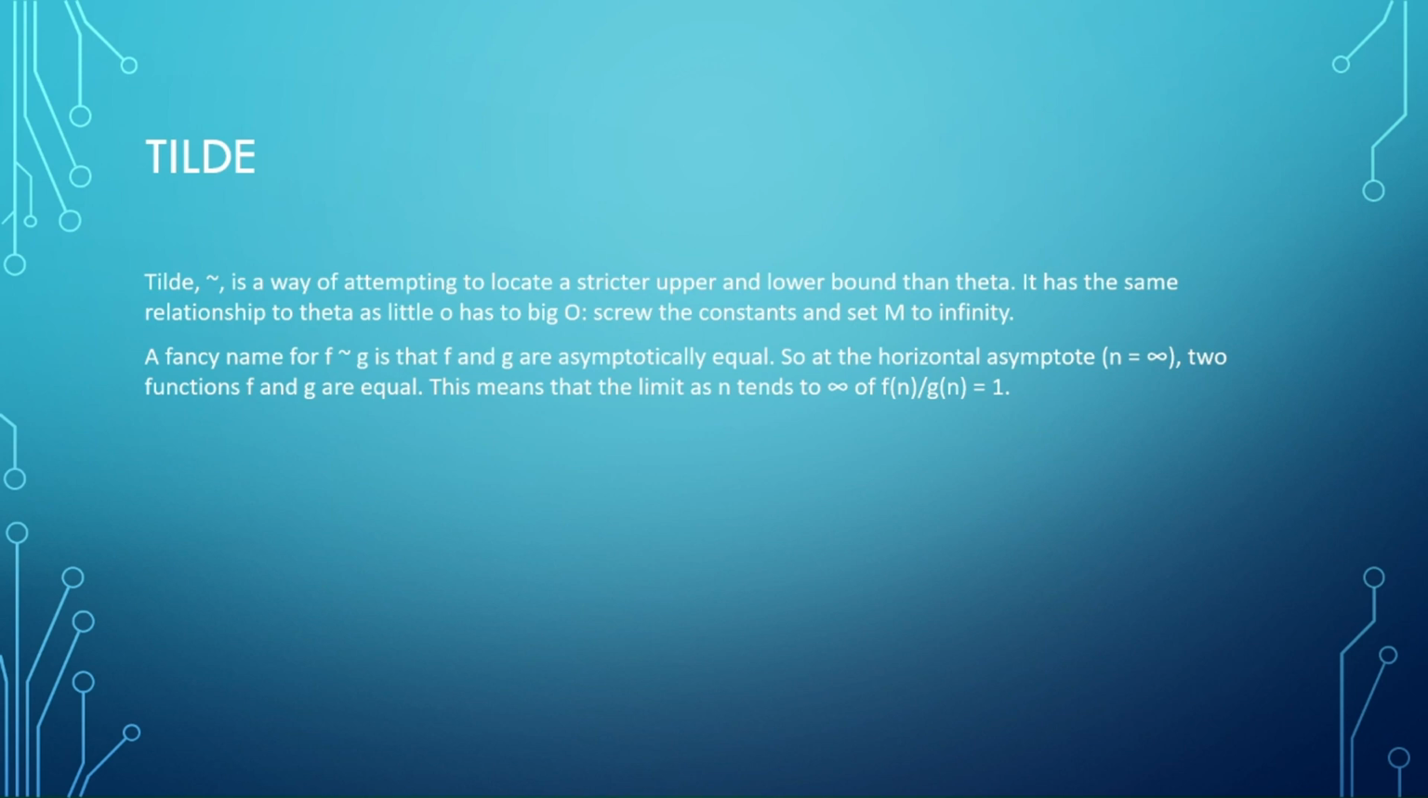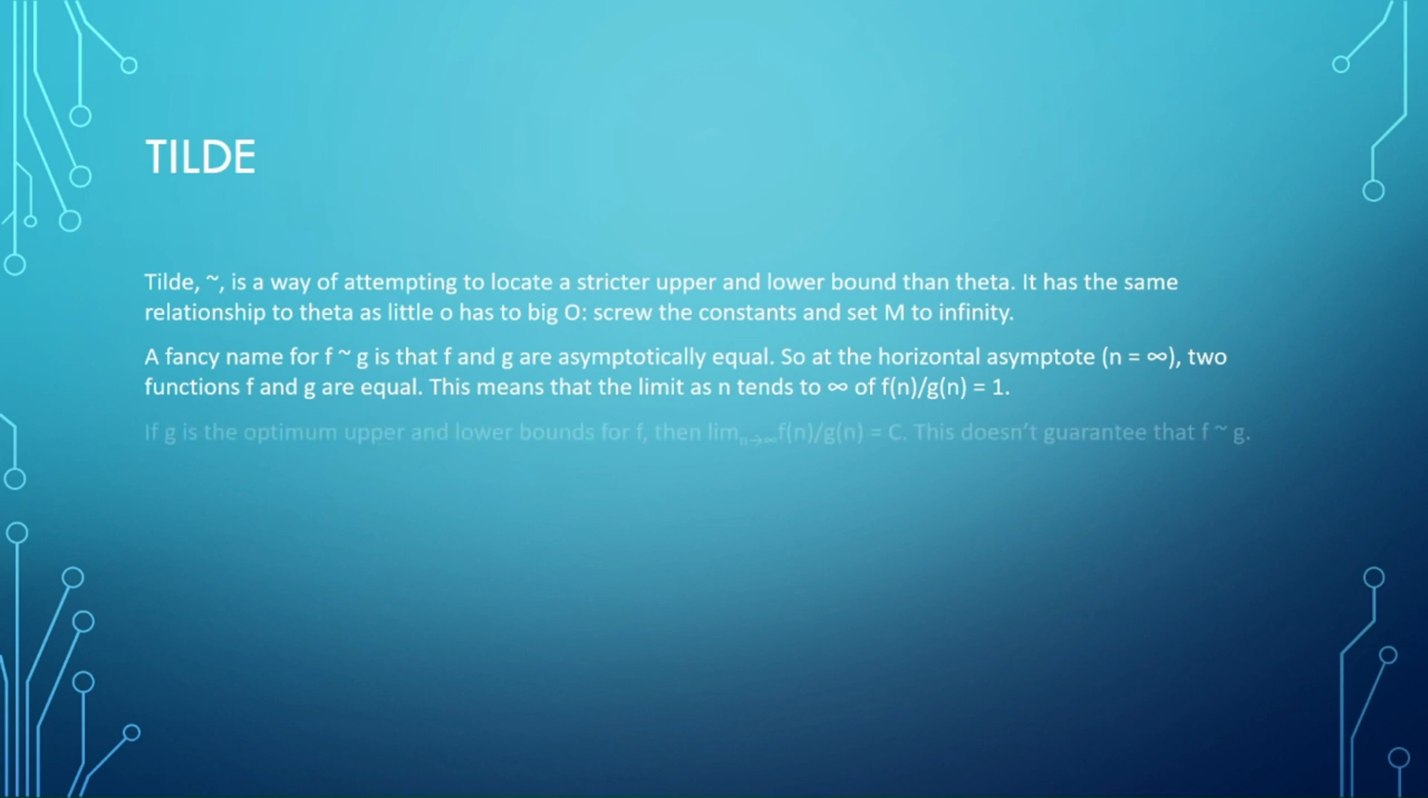So at the horizontal asymptote, so we say that's n equals infinity, two functions f and g must be equal. So this means the limit as n tends to infinity of f of n over g of n must be equal to 1. Because you can only have a fraction equal to 1 if the numerator is equal to the denominator. So if f of n and g of n are equal, then the fraction should be 1. And if they're asymptotically equal, then as n tends to infinity, the fraction should be equal to 1.